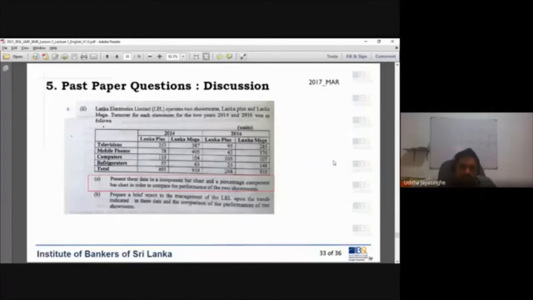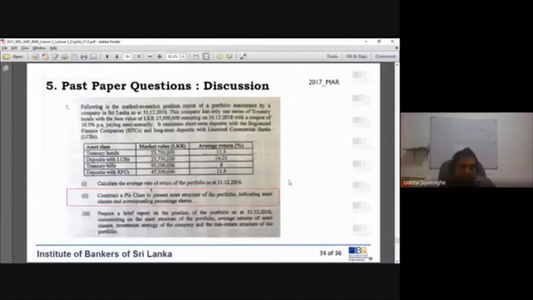2017 March, a bit of an old paper. Present these data in a component bar chart and a percentage component bar chart. Now this one you have to spend a little more time. You have 4 elements, carefully get the exact heights and the percentages and draw, for a total of 2.5 marks. Isn't that so? Now this is just part A of subpart 2 of question number 6. So you have to be careful about spending time here.